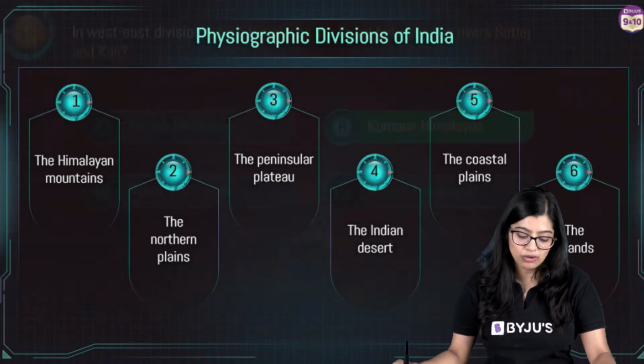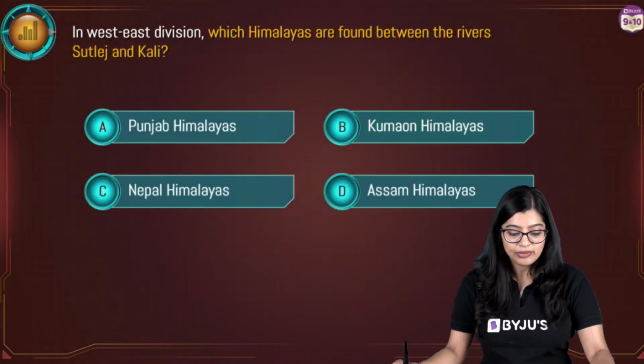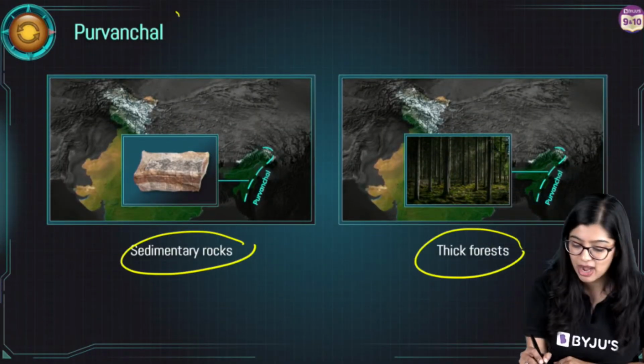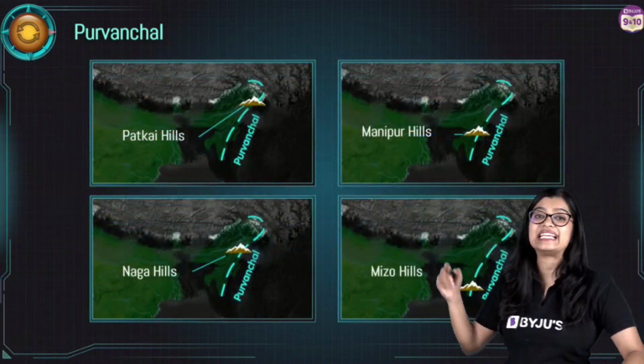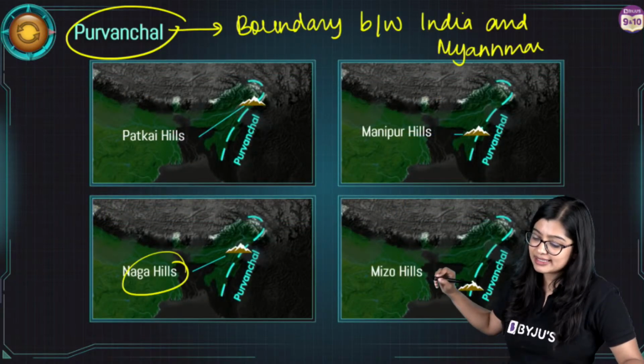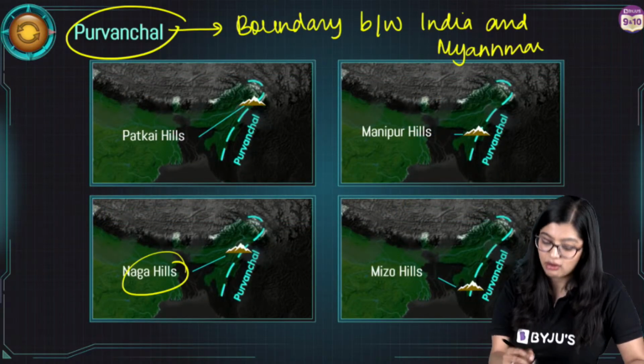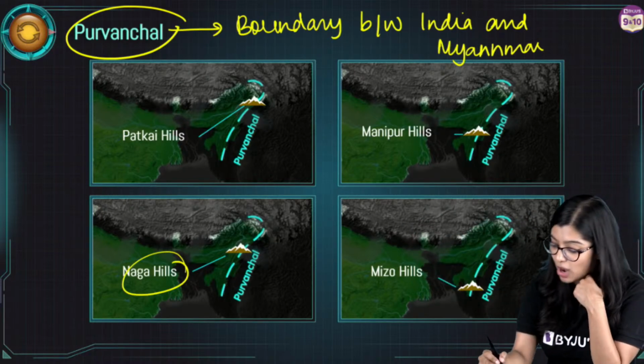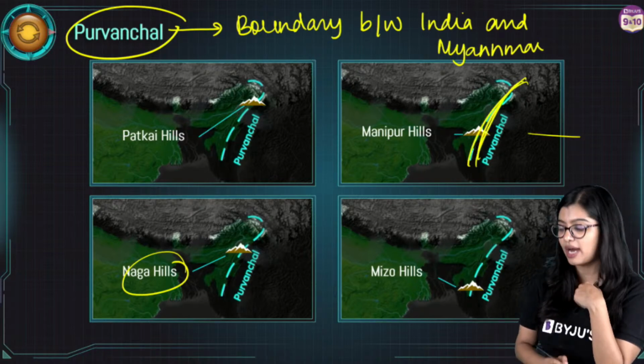See, revise Purvanchal. Okay, I'll do it quickly. Purvanchal, what is it? Purva means east, right? So we're talking about the mountain ranges on the eastern side. So here we see that it is found normally in the eastern side, right? And we know that the Purvanchal forms a boundary between our country and Myanmar.